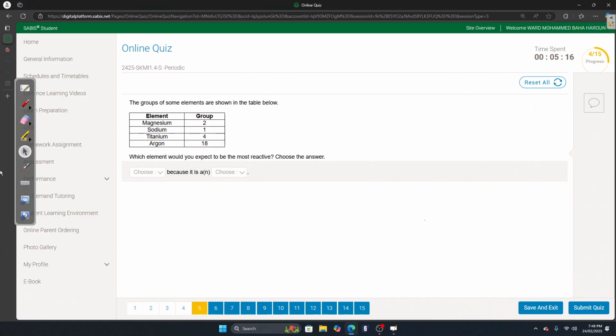Most reactive. Okay. Most reactive. I think it would be the one that does not have a full set of valence electrons. Like, I think it would be sodium. Because it is... okay. We said that the transition metals are from 3. It's not this.